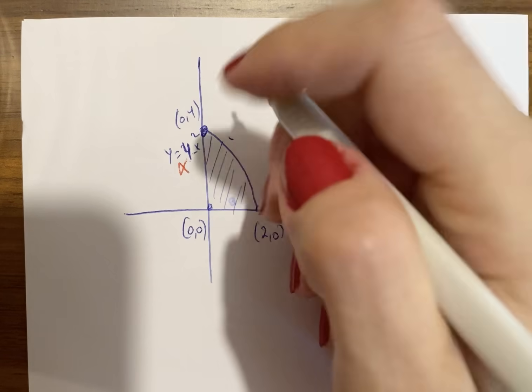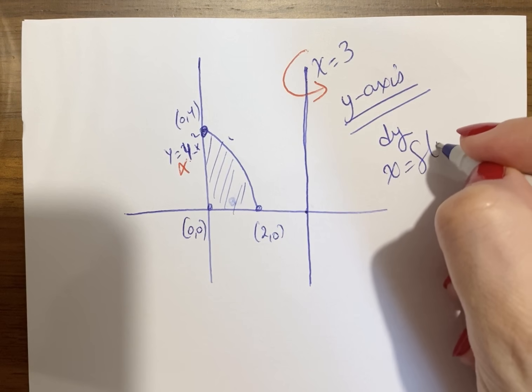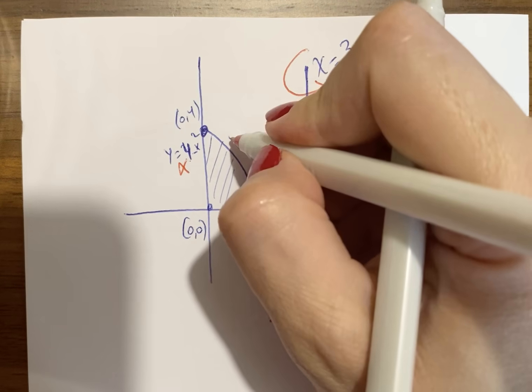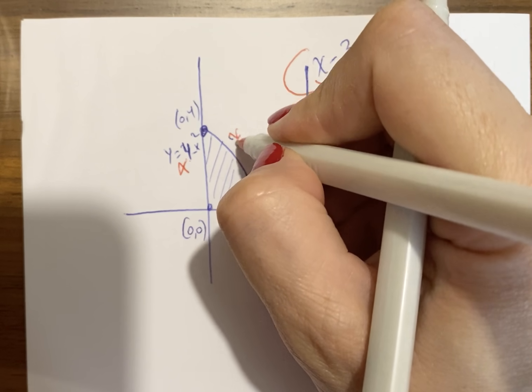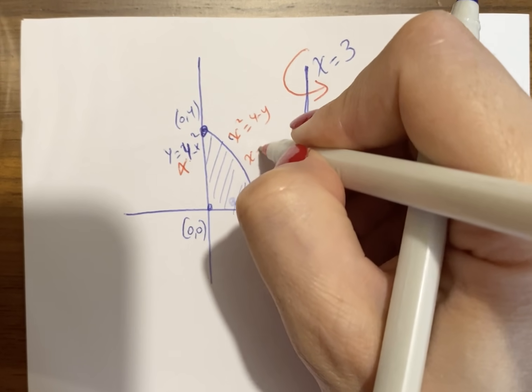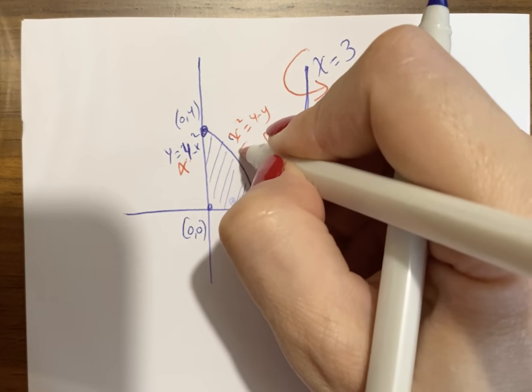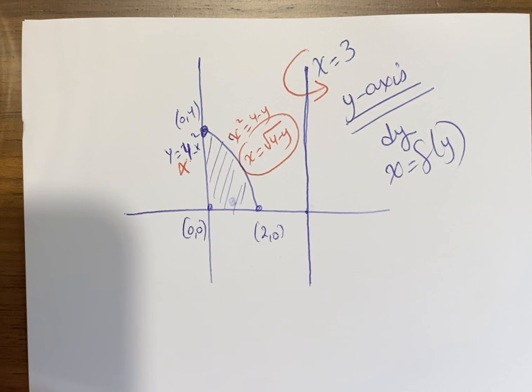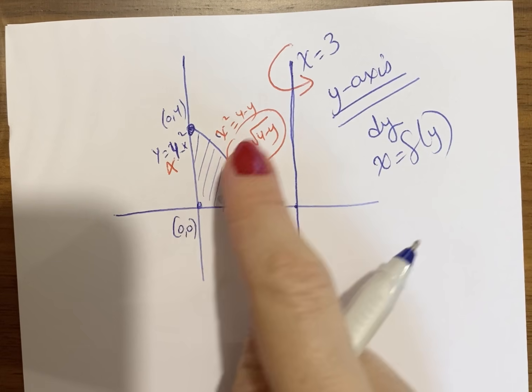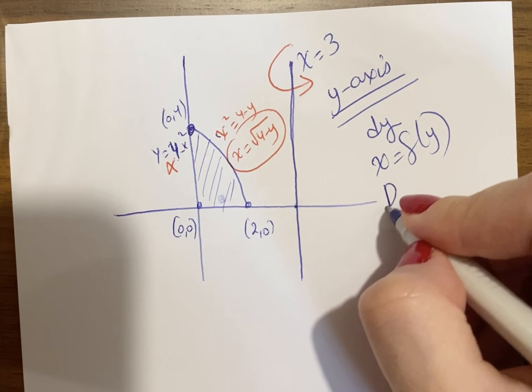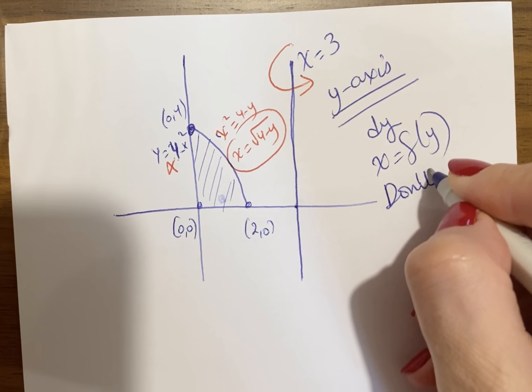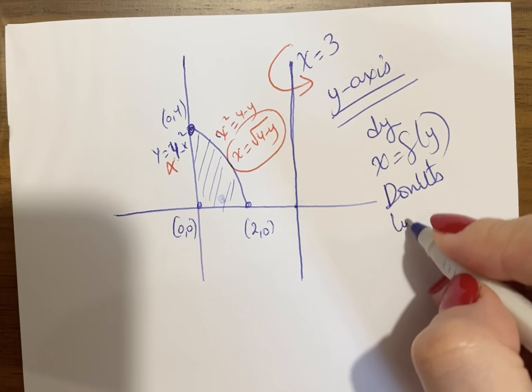What should I use? They should look like functions of y. So I have to rewrite it as x squared equals 4 minus y, which means x equals root 4 minus y. And this is the function that I'm going to use. Is there a space between the region and this? Yes. So what do we have? We have donuts, not discs. So Washer's method.